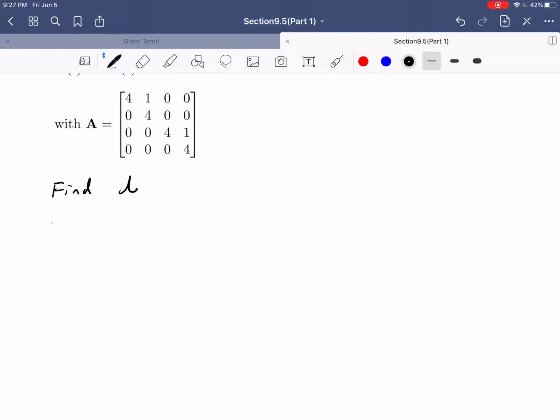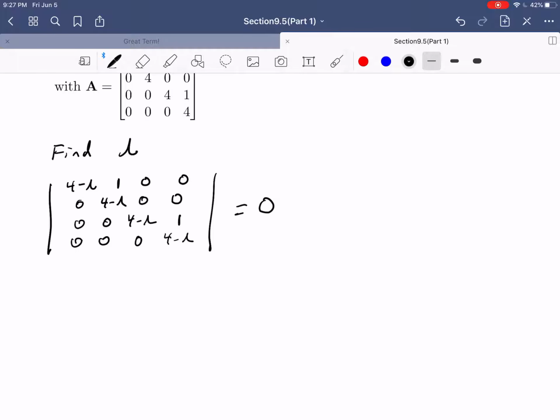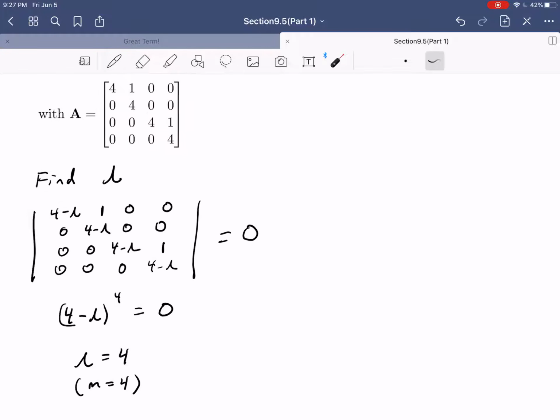Let's go ahead and do that by taking the determinant of A minus lambda I, so 4 minus lambda, 1, 0, 0, 0, 4 minus lambda, 0, 0, 0, 0, 4 minus lambda, 1, and 0, 0, 0, 4 minus lambda. And let's set that determinant equal to 0. This guy is nice and easy. It's upper triangular, so this is just 4 minus lambda to the 4th equals 0. So we get lambda equals 4, multiplicity 4. So potentially could be defective here because we have multiplicity greater than 1. This guy is going to need 4 linearly independent eigenvectors to be non-defective. If it has anything less, it'll be defective.